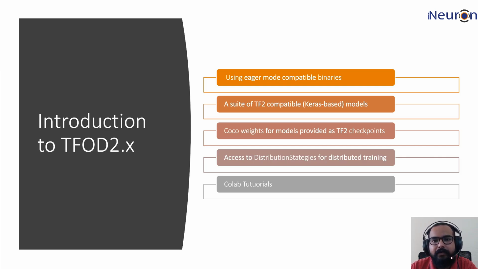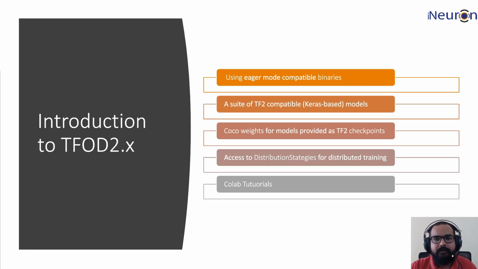Access to distribution strategies. Right now, you can train synchronously and asynchronously. It's something like you can use multiple GPUs to train a single model, and there would be no issues. And finally, TensorFlow 2 has provided a lot of Colab tutorials. Using these tutorials, you can get started at any point of time.